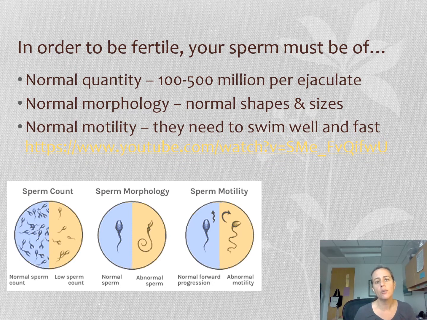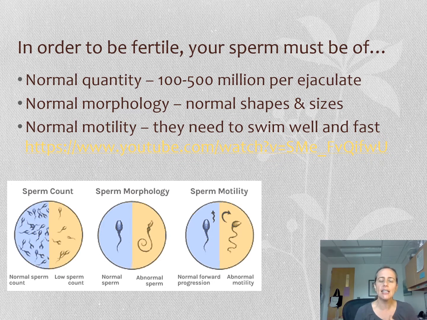Also, you need to have normal morphology. Morphology is the word that means shape and size. So you want them to have a nice, aerodynamic head, a good mid-piece with those mitochondria, and a strong tail. You don't want little misshapen ones, or ones with two heads or two tails. These things all happen. Obviously, if you're making hundreds of millions per day, not all of them are going to be perfect, but you need a certain percentage that are well formed, that have normal shape and size.